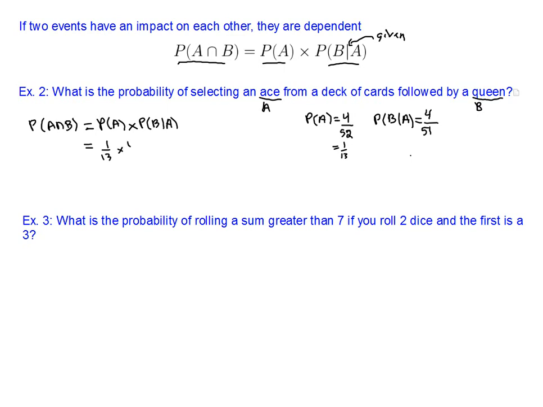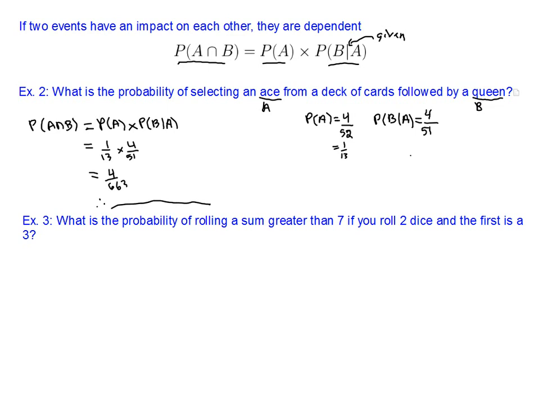Probability of B is 4 over 51. And then we just multiply, like we did before, multiply the numerators together, multiply the denominators together, and we get a result of, I guess that's going to be 4 over 663. So the probability of getting an ace followed by a queen is 4 out of 663. So therefore, we can write our conclusion in here and go from there.